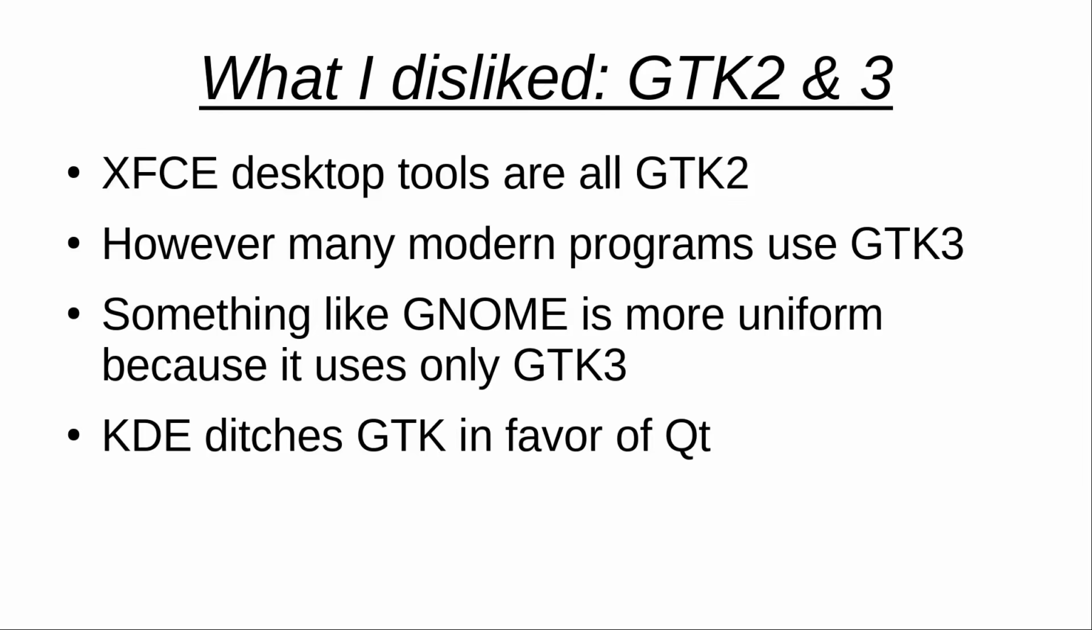Another thing I disliked, and this is a bigger one for me, GTK 2 and 3. So XFCE's programs, the desktop tools, the Thunar file manager, all that stuff, it's written in GTK 2. However, many modern programs and GUI tools use GTK 3. So something like GNOME, for example, gets away with being more uniform because it uses GTK 3, and GTK 3 programs are becoming more common. And KDE ditches GTK in favor of Qt, so you don't have that conflict because you can theme GTK as well to make sure you have some level of consistency between your other APIs. The difference between Qt and GTK is so clear that it doesn't really bother me, but having two versions of GTK on the computer and different programs using different versions is just a little annoying.